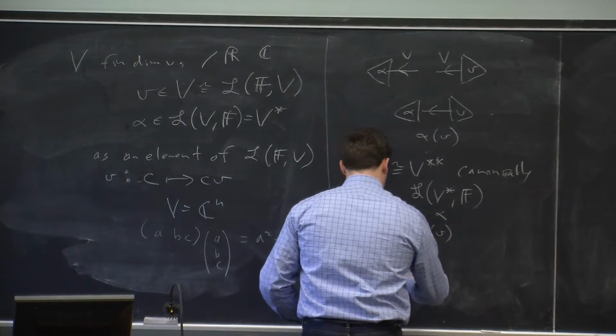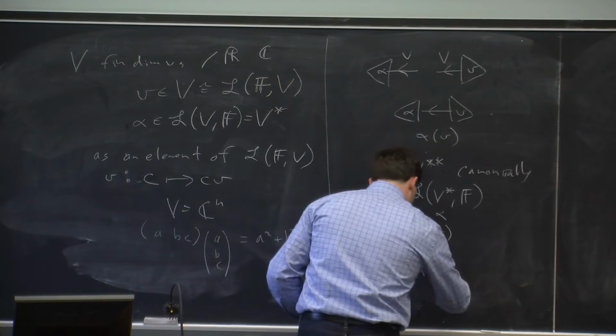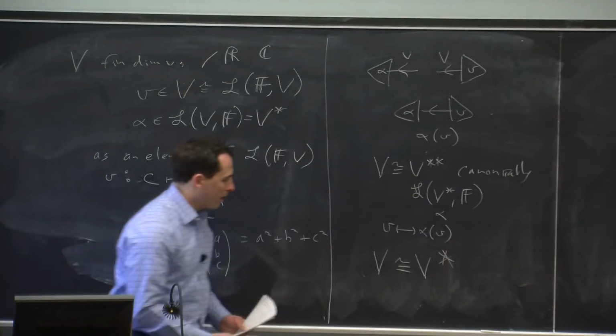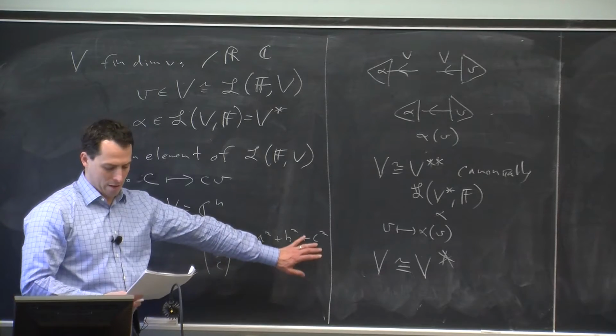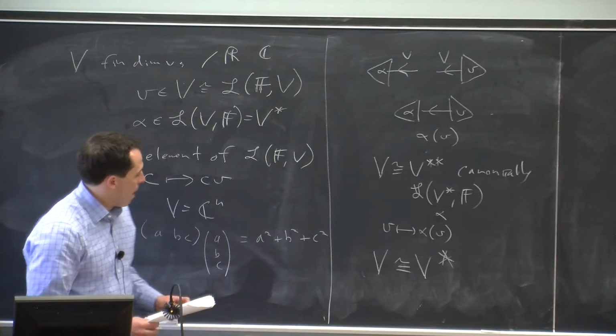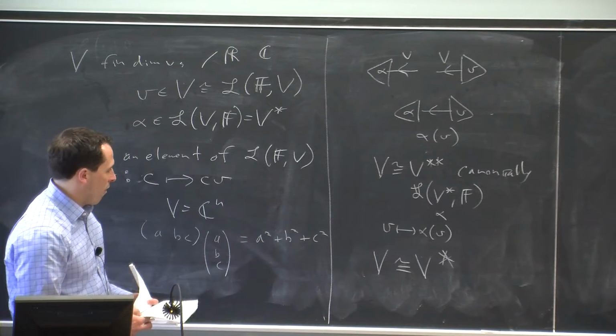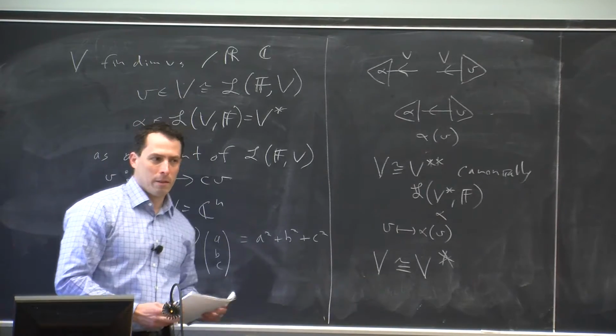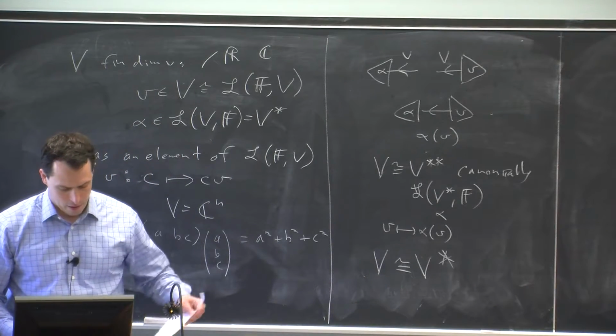But this isomorphism, for finite dimensional vector spaces, V and V star are isomorphic, but they're isomorphic in a way that requires a choice. And what we're going to understand today is what the minimum such choice is. What it means to make such a choice.